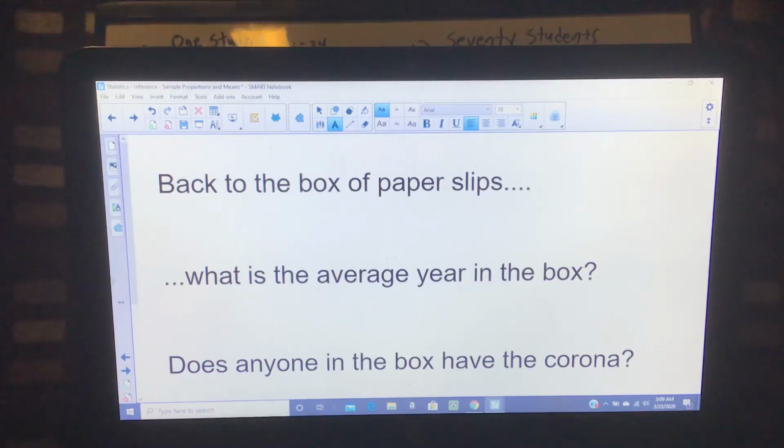Good news is the box doesn't have any people in it. They're just slips of paper. So the answer to question two is, no one in the box has any coronavirus. Glad that's out of the way. All right, let's go back to the other question that takes a lot longer to answer. What was the average year in the box?